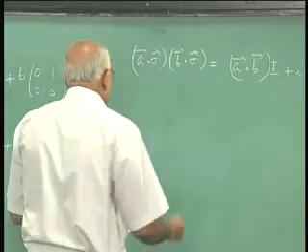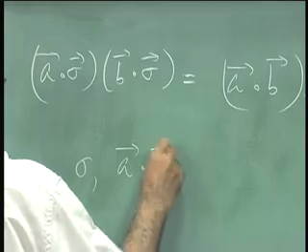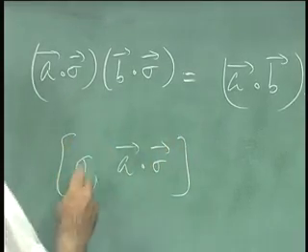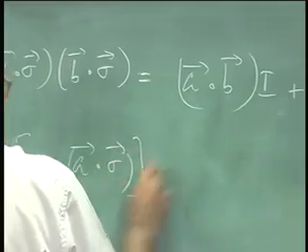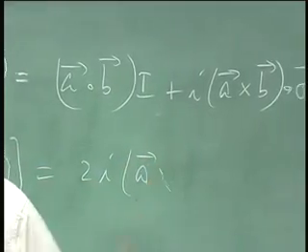Then the other one that you need is sigma with a dot sigma, this is equal to 2I a cross sigma.